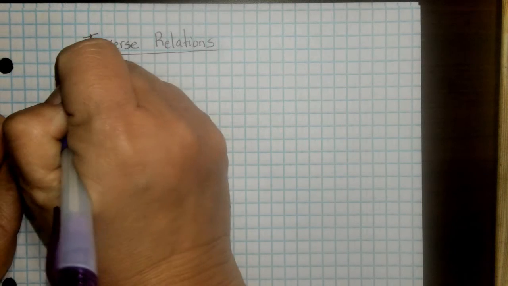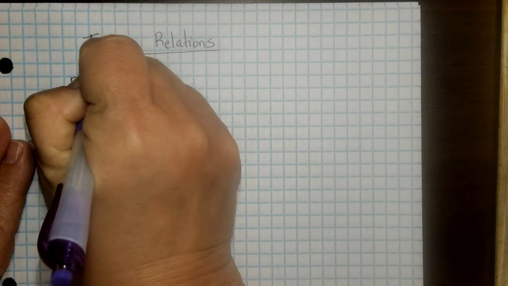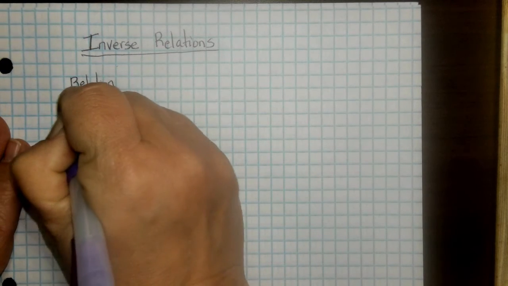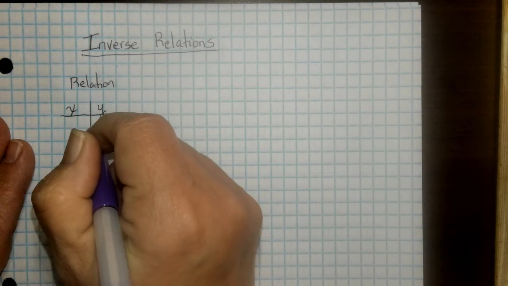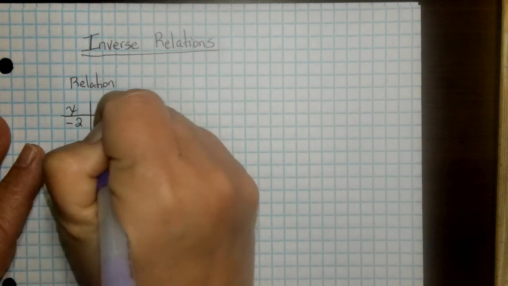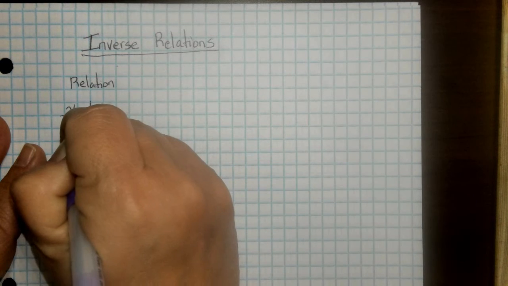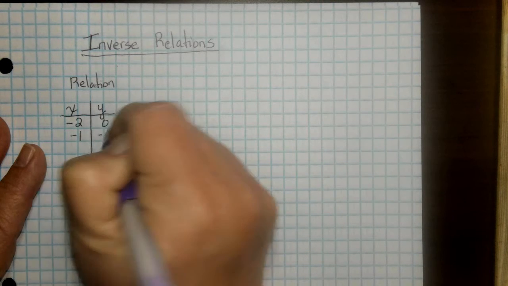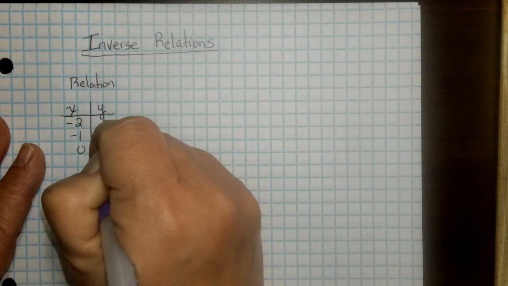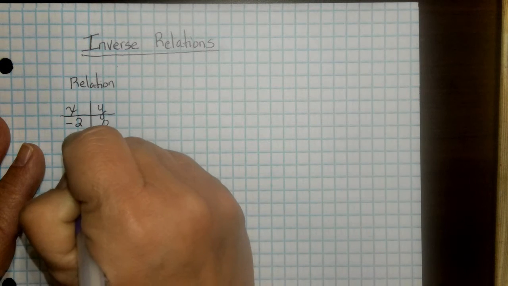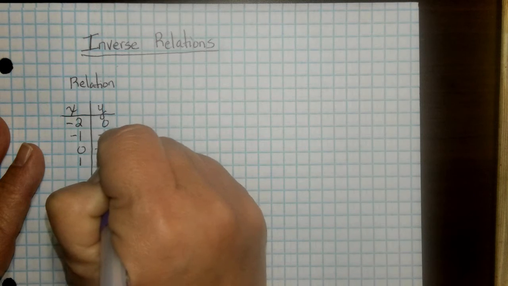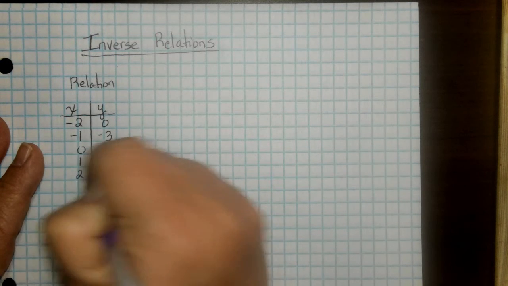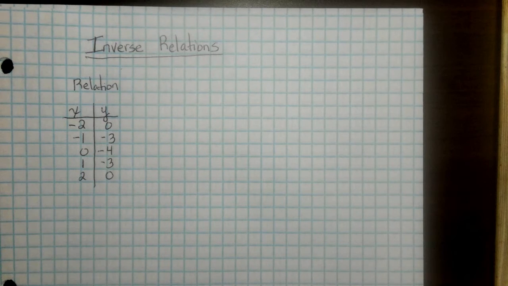So, let's suppose that I start with a relation, and I will put the inputs and outputs in a table format. So let's say I have an input of -2 partnered with an output of 0. An input of -1 with an output of -3. An input of 0 with an output of -4. An input of 1 with an output of -3. And an input of 2 with an output of 0. So that represents a relation. It's a set of ordered pairs.